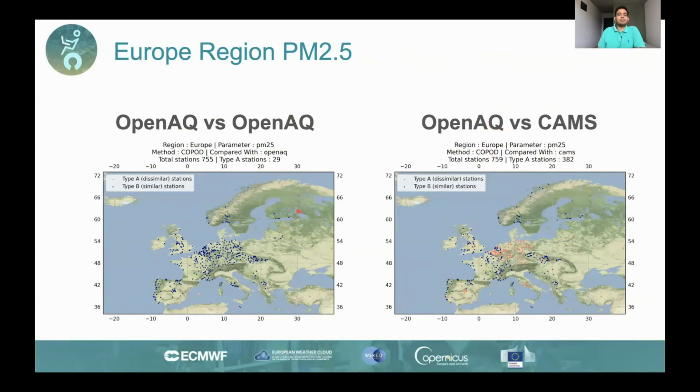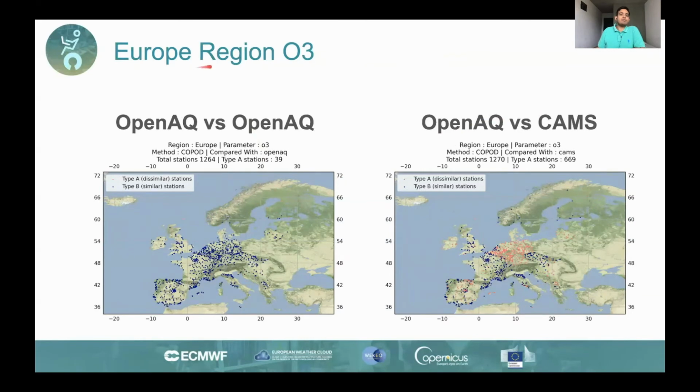And when we do the same thing for the Europe region, considering ozone, we have similar results: type A stations were very few for OpenAQ versus OpenAQ, but for OpenAQ versus CAMS, the type A stations increased dramatically. What we also see here, as well as in the last plot, is a strong clustering, like most of the OpenAQ stations which were classified as type A stations belong to a particular region.